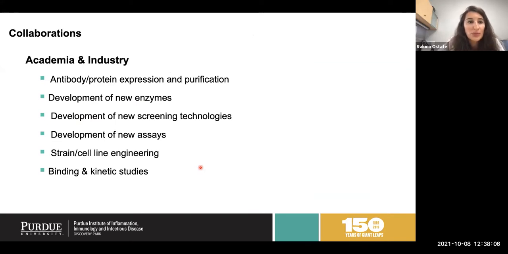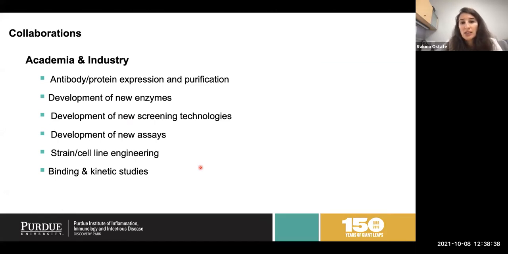We are mostly working in collaborations at the moment, either with academia or industrial partners. The way we structure things is either we apply for a joint project with PIs from academia, or we actually get a research project directly from industry. And we are focusing on the antibody protein expression and purification, on the development of new enzymes and proteins, optimization of the functions for different applications.